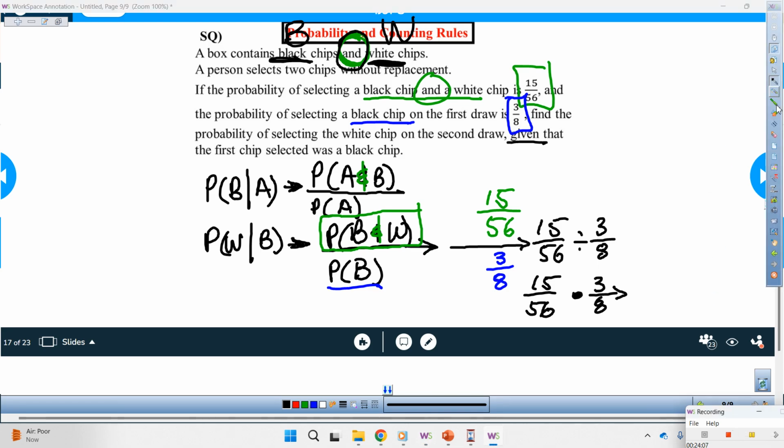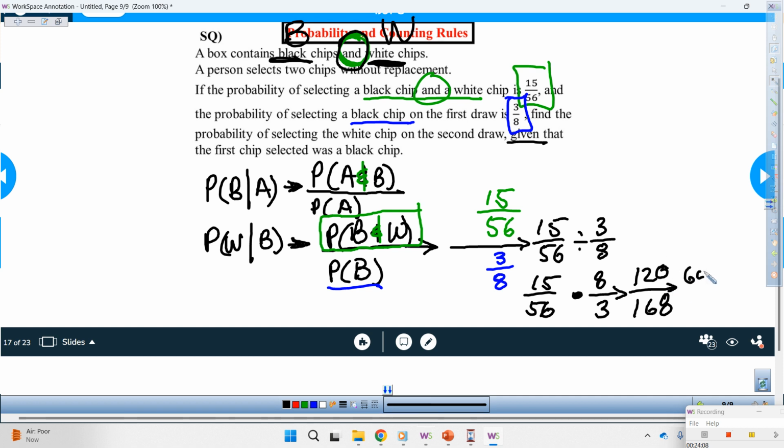Oh, my bad, I forgot to flip the second fraction, guys. It should be 8 over 3. I did that to see if you guys were paying attention. So, you should have gotten 120 over 168. Is that correct?